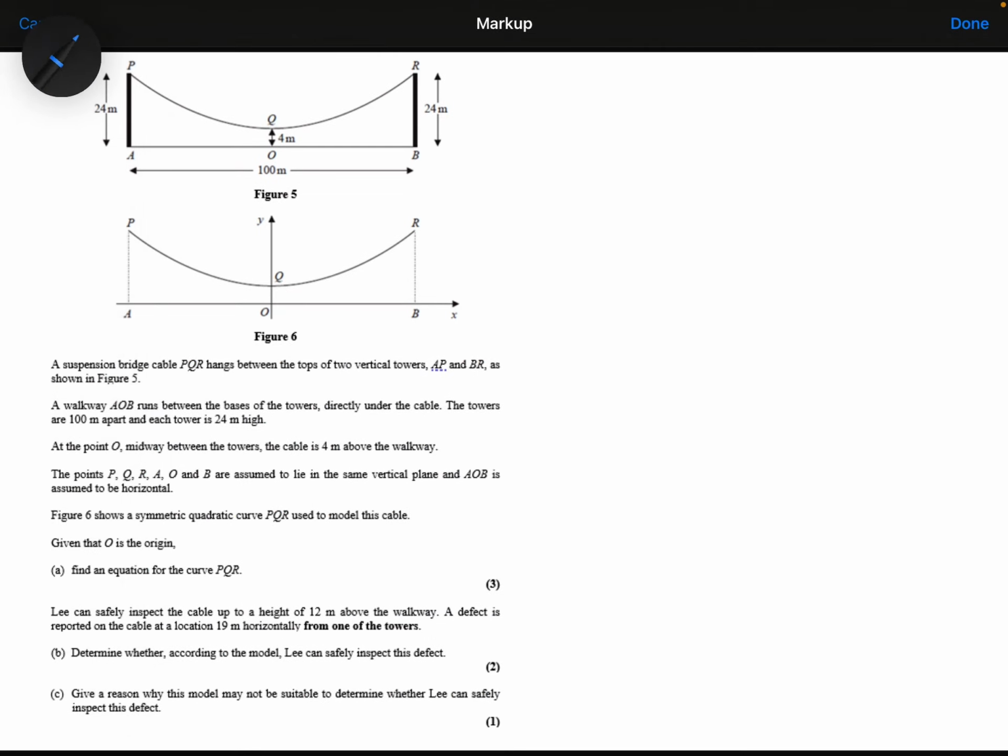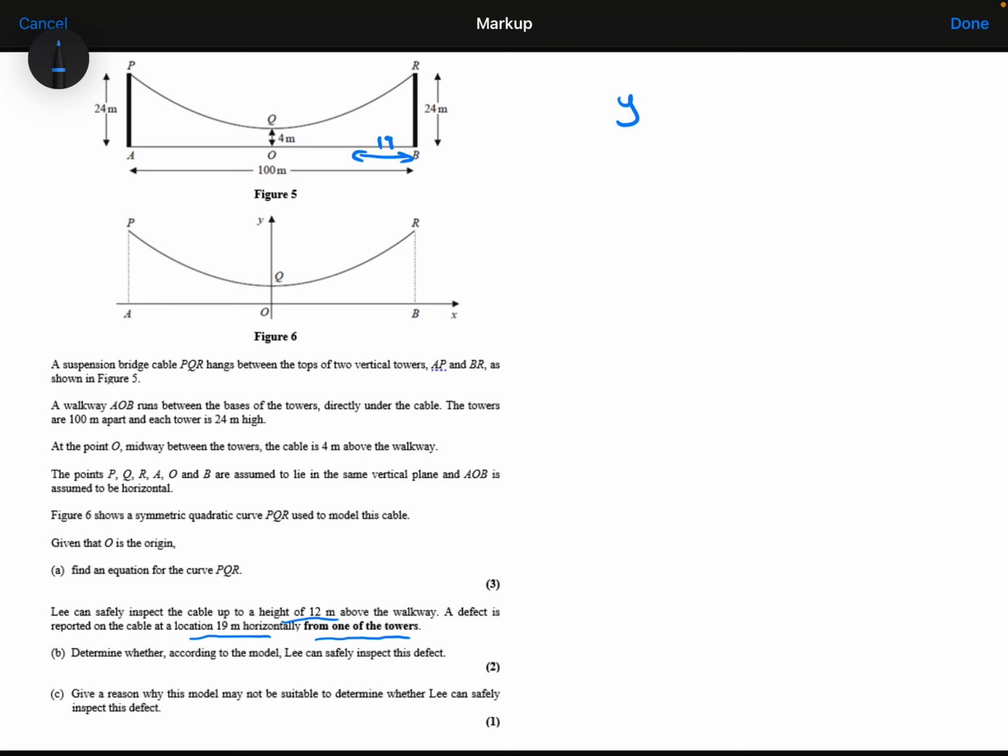We are then told that Lee can safely inspect the cable up to a height of 12 metres above the walkway. A defect is reported on the cable at a location 19 metres horizontally from one of the towers. So, where that's 19. Determine whether Lee can, according to the model, safely inspect this defect.